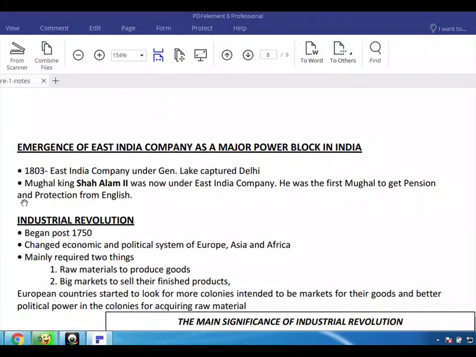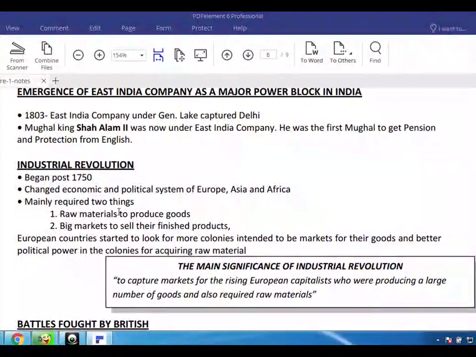Industrial Revolution began post-1750 and changed the economic and political system of Europe, Asia and Africa. It mainly required two things: 1. Raw materials to produce goods, 2. Big markets to sell their finished products. European countries started to look for more colonies intended to be markets for their goods and for better political power in the colonies for acquiring raw material.